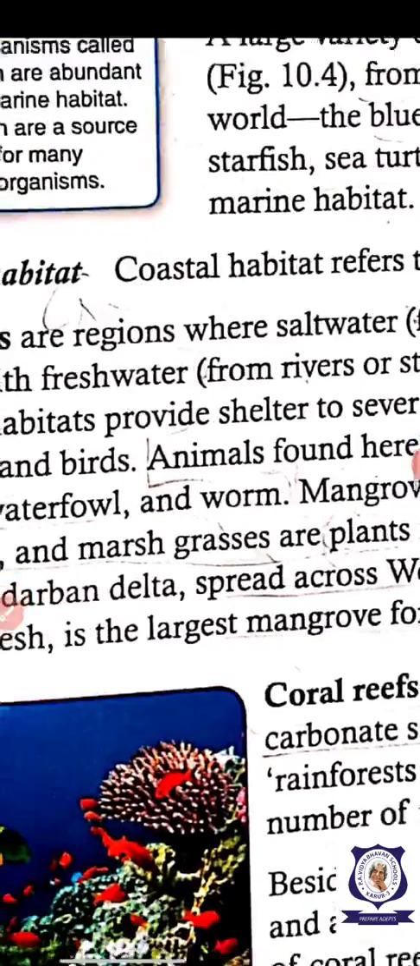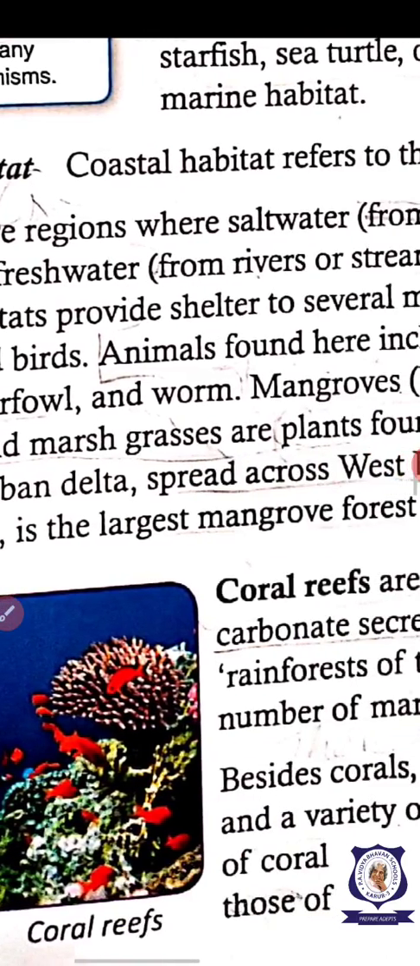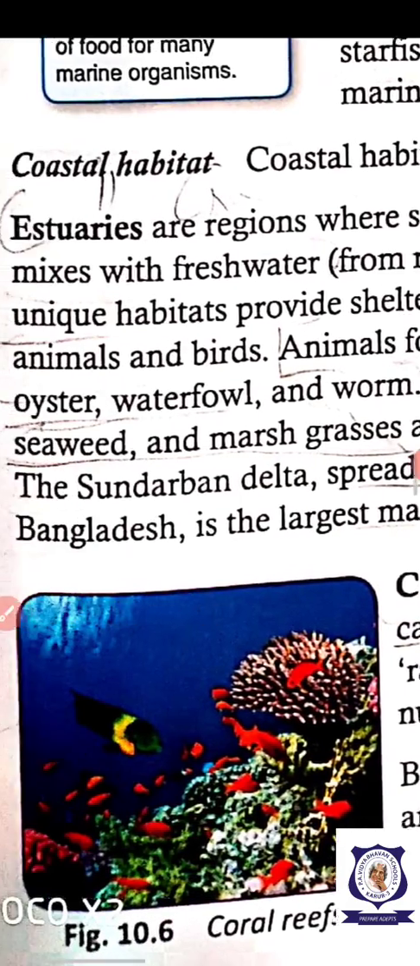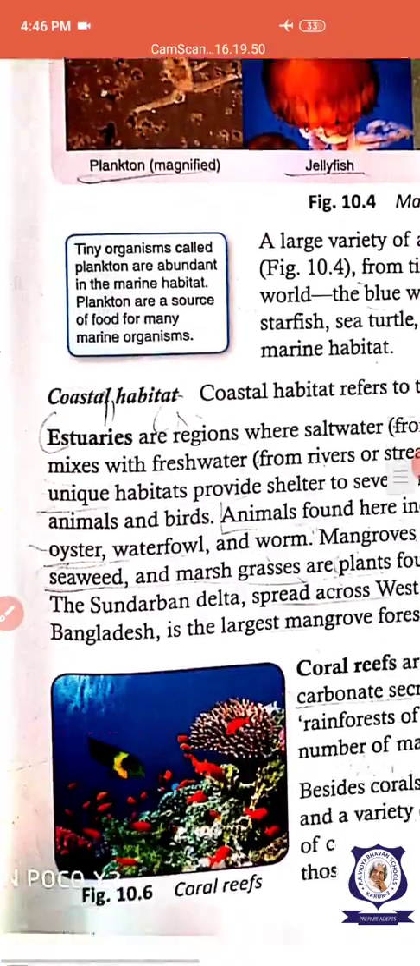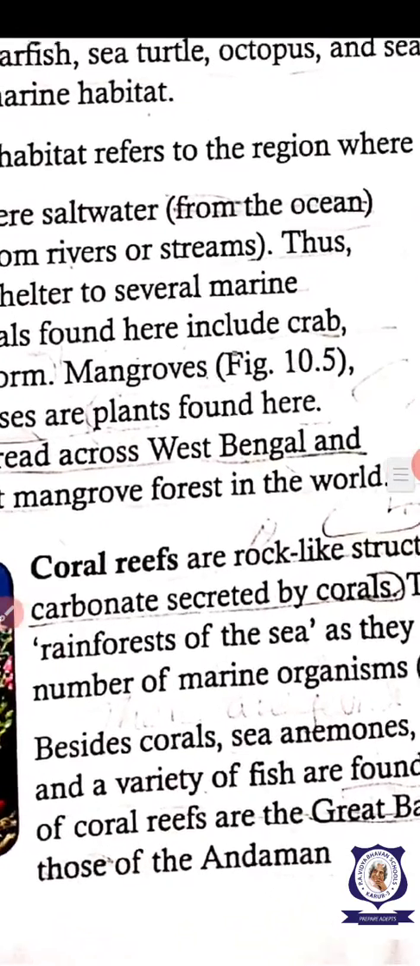எந்த இடத்துல? இந்த எஸ்சுவரிஸில். ஓகேங்களா? முக்கியமாக பார்த்தீங்கன்னா சுந்தர்பன் டெல்டா, west Bengal and Bangladesh-க்கும் வெஸ்ட் பெங்காலுக்கும் நடுவில் இருக்க சுந்தர்பன் டெல்டா வந்து மிகப்பெரிய ஒரு எஸ்சுவரி. ஓகேவா? Next we are going to see about the coral reefs.